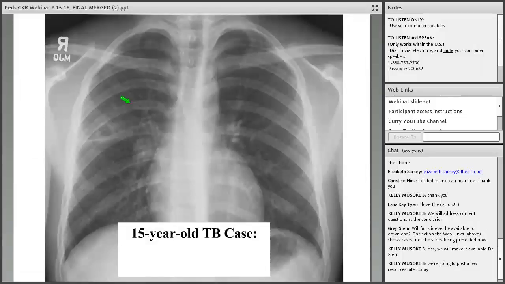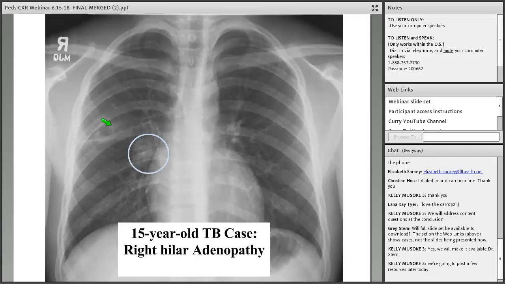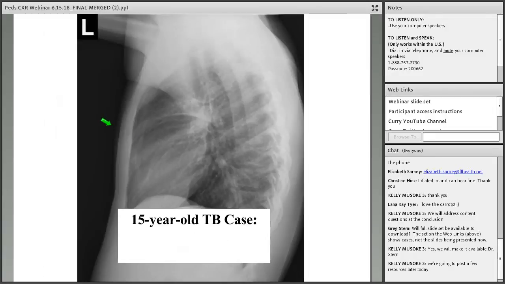This is an older patient, a 15-year-old TB case. And when the patient is this old, they start to present like adults. You can see cavities in the right middle lung there. You can also see right hilar adenopathy. And then on the lateral, you can see dense adenopathy overlying the right PA. Above that, you can see small cavities.